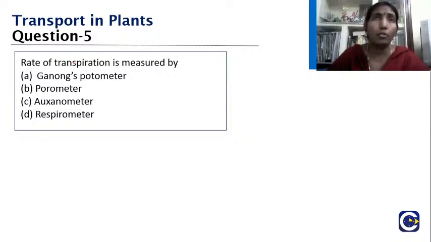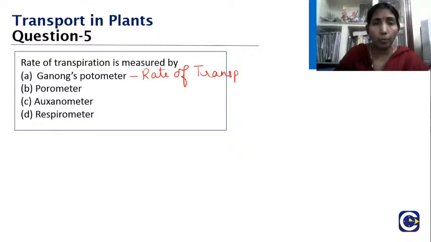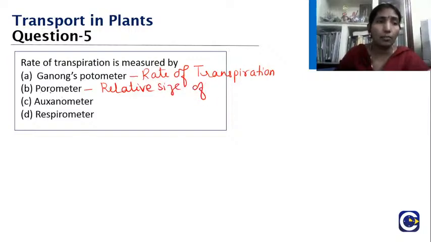So how are we going to measure this transpiration? The rate of transpiration is measured by using what is called the Ganong's potometer. What do you mean by porometer? Here we will measure the relative size of the stomata. So students, what they will think, something, that is what they wanted to confuse. So here it is something to do with stomata. So don't ever choose this option.